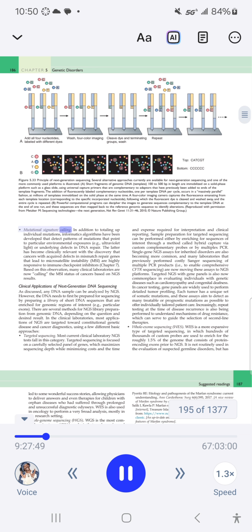Mutational signature calling: in addition to totaling up individual mutations, informatics algorithms have been developed that detect patterns of mutations that point to particular environmental exposures, e.g., ultraviolet light, or underlying defects in DNA repair.